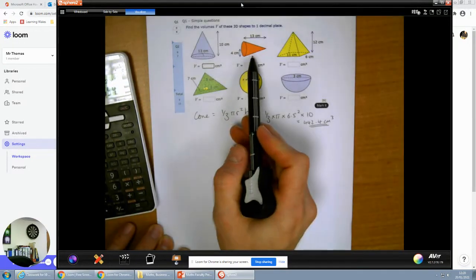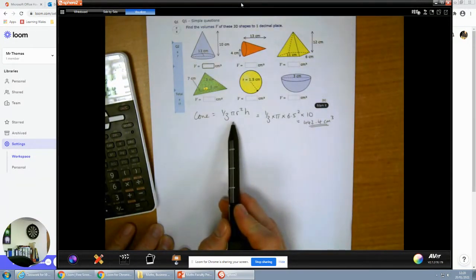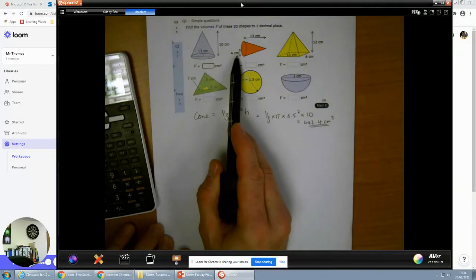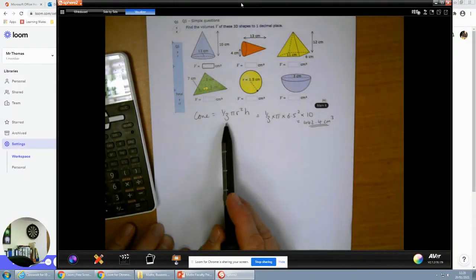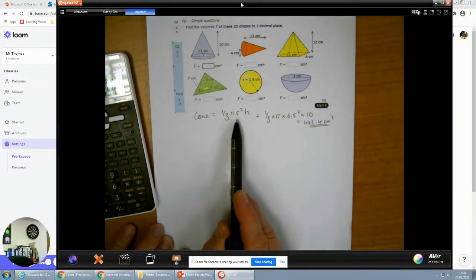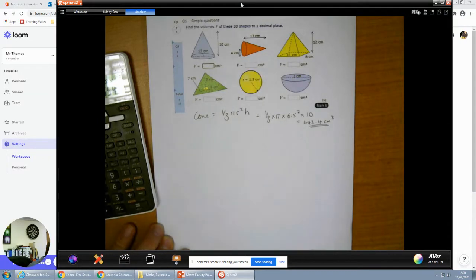Question 2 is another cone. So I'll use the same formula. This time they do give us the radius. So I'll just type in 1/3 times pi times 4 squared times 13. And then round that to 1 decimal place. I'm not going to do that one for you.